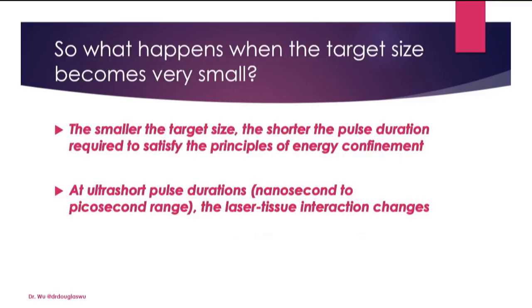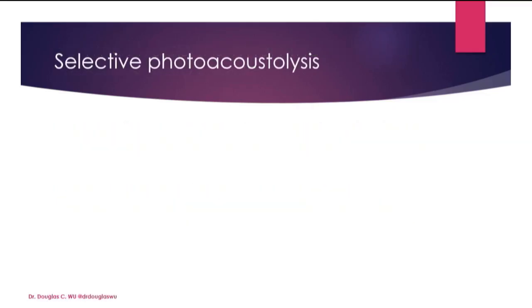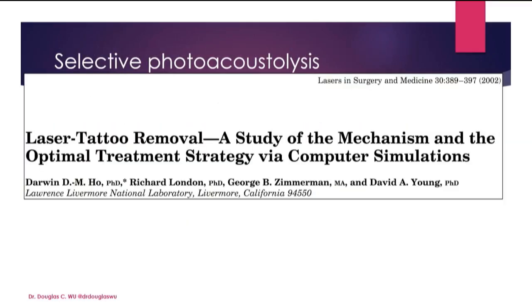But what happens when the target size becomes really, really small? Then we really need to think about the pulse duration of the laser. It has to become very short. Otherwise, we don't get confinement of energy. And when we don't get confinement, we get nonspecific damage. It tends to increase our risk for unintended adverse effects.